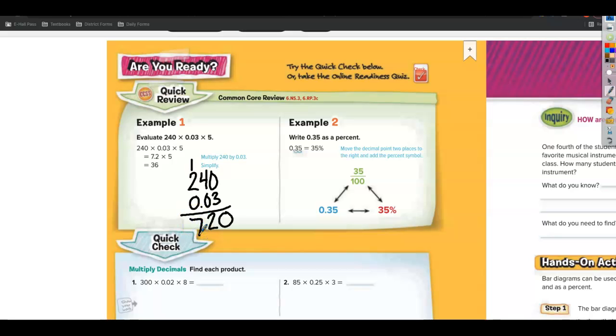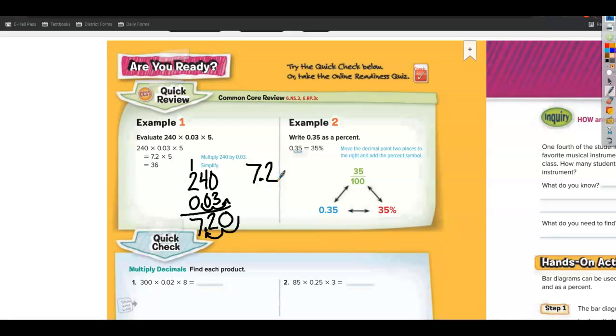Now I could go through and multiply my zeros, but 0 times anything is 0, so I'm not going to do that. I did move my decimal 2 places here, so then I'm going to have to move it the opposite direction in my answer. So 1, 2. So when I took 240 times 300ths, I got 7 and 20 hundredths, which is actually the same as 7 and 2 tenths.